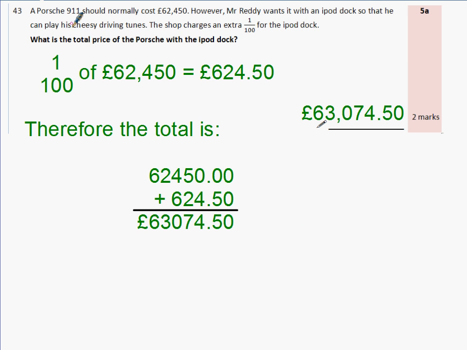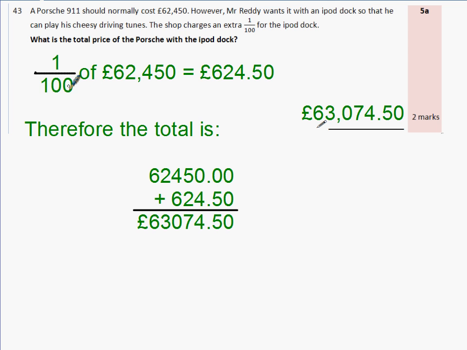43. A Porsche 911 should cost £62,450. However, Mr. Reddy wants it with an iPod dock so that he can play his cheesy driving tunes. The shop charges an extra 1/100th for the iPod dock. In other words, an extra 1/100th of the price. What is the total price of the Porsche with the iPod dock?